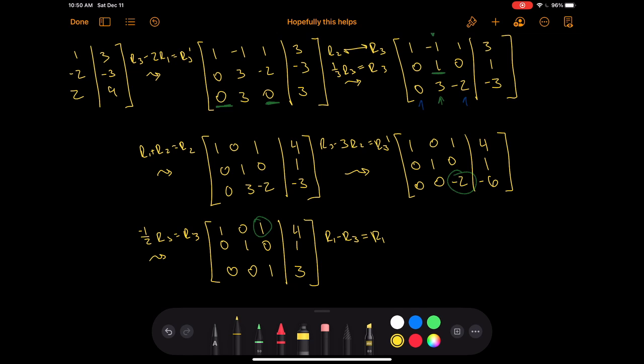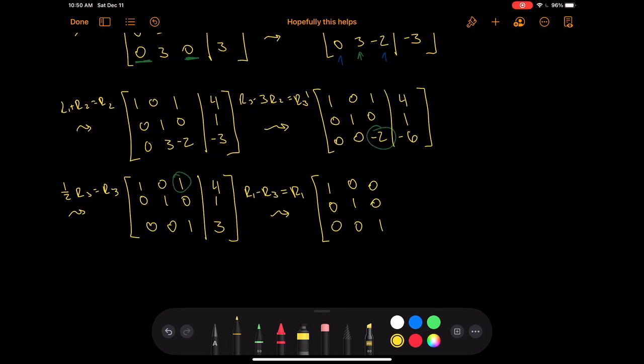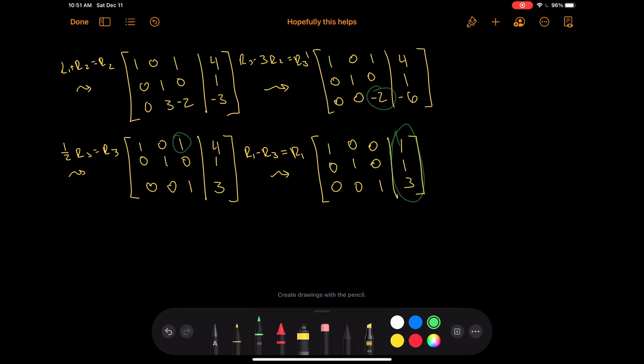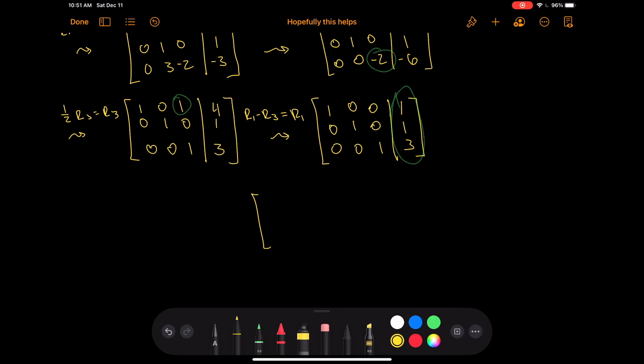And so that will give us our final answer, because we have this in row reduced echelon form, which is as simple as it can get with this matrix. And so what we have here is 4 minus 3, which is 1. And like I said before, our answer on the right side would be exactly the same as our unknowns. So our x, y, and z would equal 1, 1, 3.